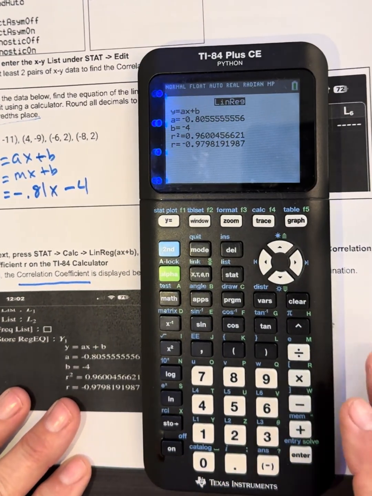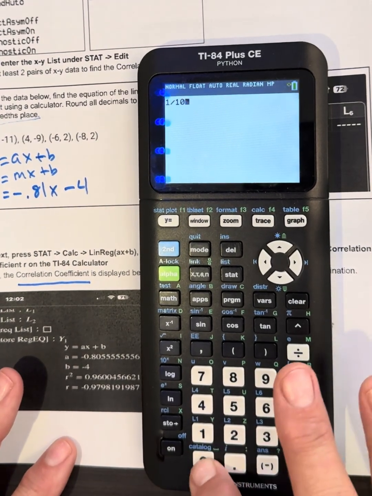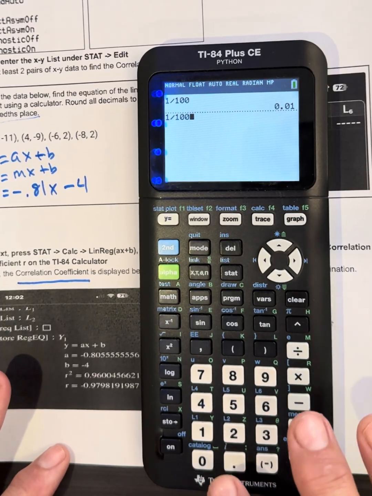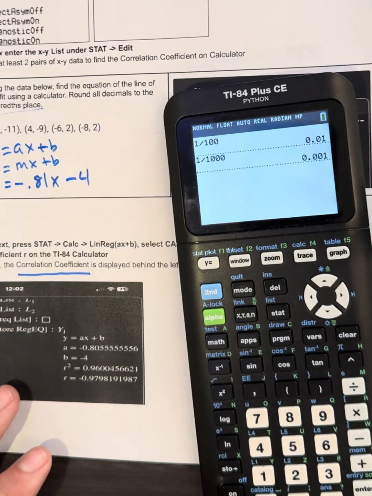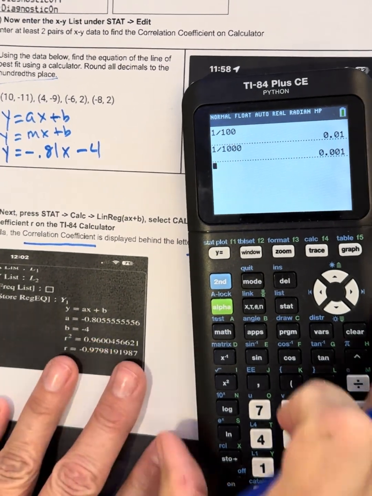What if you forgot? How would you find out? Well, here's one way. So 1 divided by 100 is 0.01. 1 divided by 1,000 would be 0.001. So it's 3 decimal places for thousandths. Okay, so we're going to go to mode again.